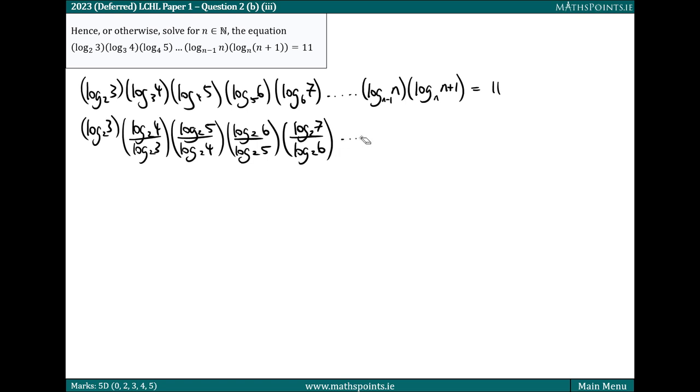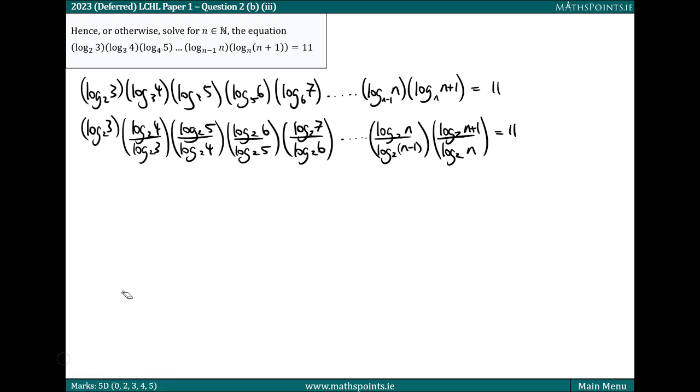Now, if we were to come down further, we have the log of n to base 2 over the log of n minus 1 to base 2. And then finally, if we were to multiply that by the last term, which we can apply the same condition, which is changing it into a base 2, so log n plus 1 over log n, we have an n plus 1 on the top and an n on the bottom, and that's equal to 11. And look, something like this looks very tricky until we can probably spot the pattern.